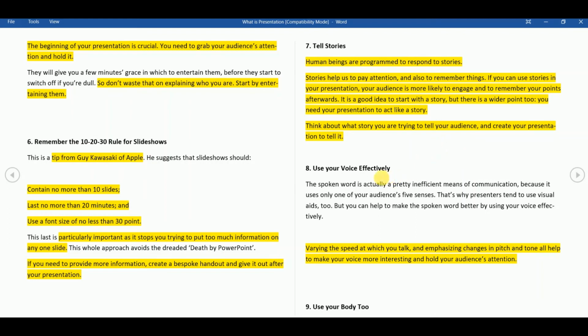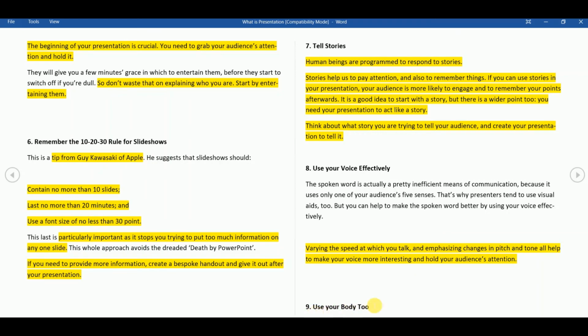The next one is to use your voice effectively. The spoken word is actually a pretty inefficient means of communication because it uses only one of your audience's five senses. That's why presenters tend to use visual aid to also demonstrate things. So when you vary the speed at which you talk and emphasize, and you make changes to your pitch and your tone, you will make your presentation look much more interesting, and that will hold your audience attention.